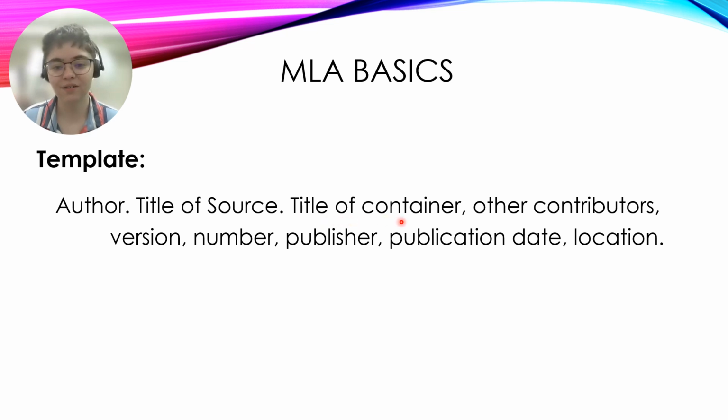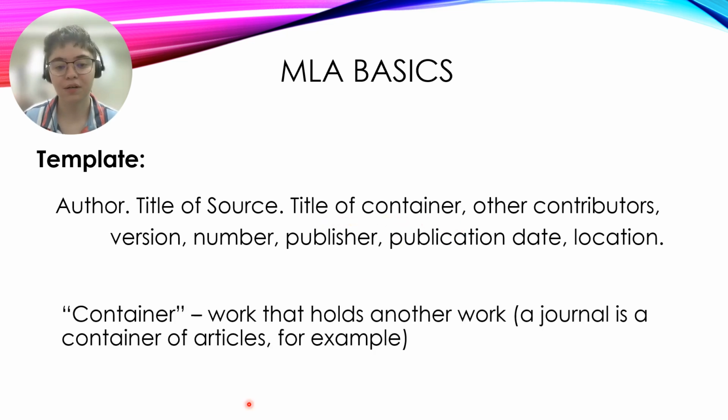Next is the title of the container. The container is basically a work that holds another work. So a scholarly journal might be a container of articles, for example. For online images, the title of the container is most likely going to be the website name because the most likely containers are websites. Other contributors are usually translators, editors, people like that.